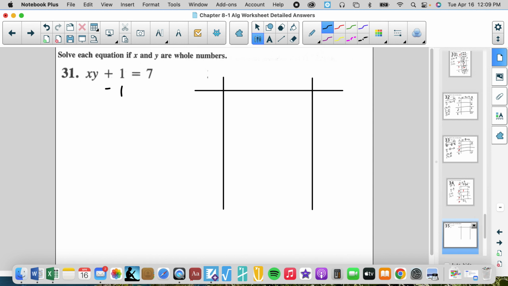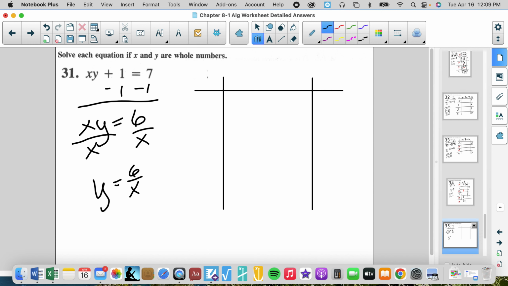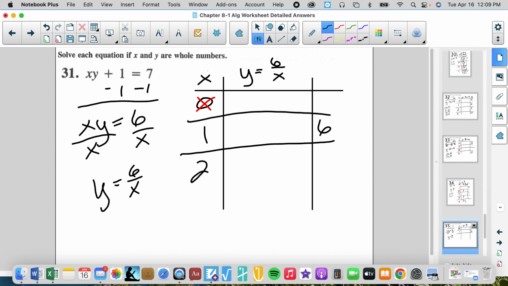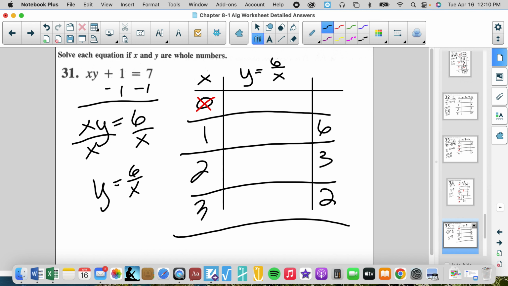Minus 1, get rid of the addition and subtraction first. And now we're going to divide by x, and we get y equals 6 over x. This is my x. Again, 0 does not work. 1 does. 1 provides us 6. 2, yes. 2 gives us 3. 3, yes. 3 gives us 2. These are nice. 4, no, that gives us 6/4, which reduces to 3/2. That's a no.